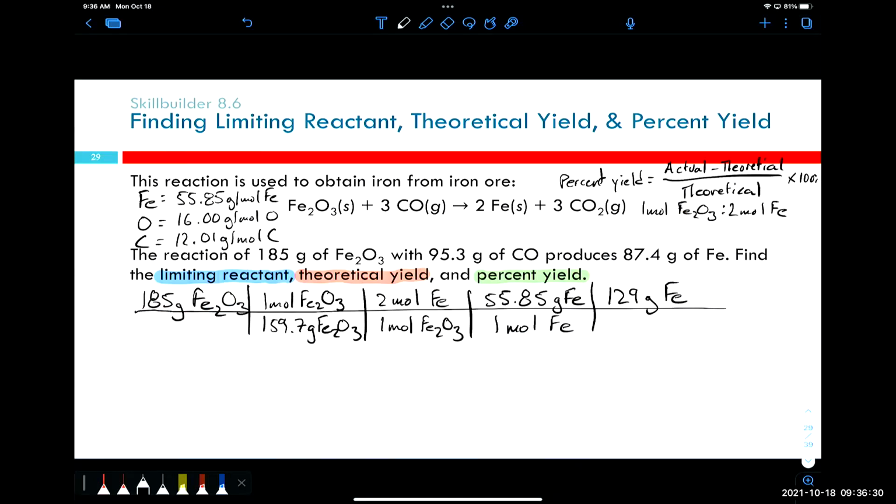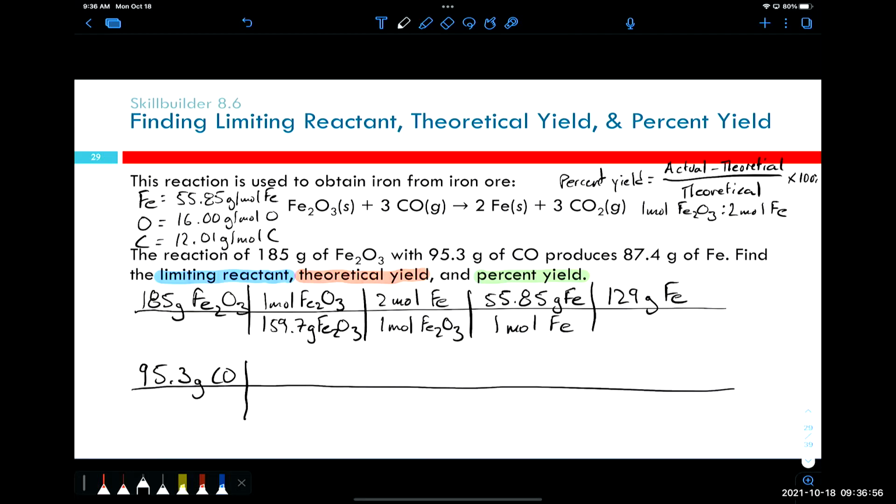So if iron oxide was our limiting reagent or limiting reactant, then we could produce 129 grams of iron. But we're not done yet. Now we're going to start with 95.3 grams of carbon monoxide. We're going to calculate, based on 95.3 grams of carbon monoxide, how much iron could we produce, assuming that we had more than enough iron ore.